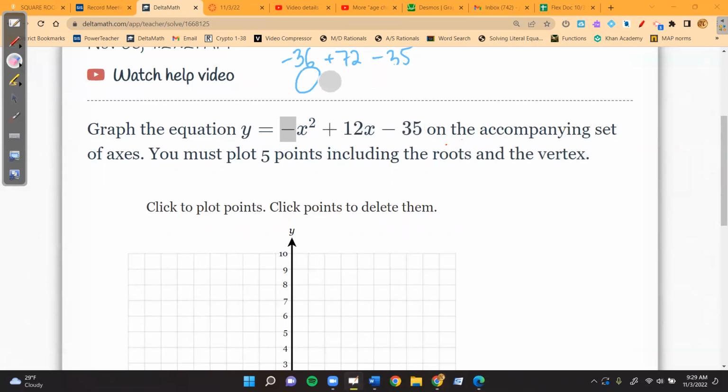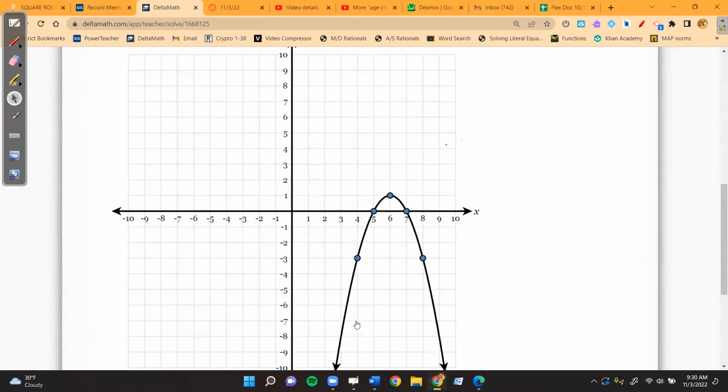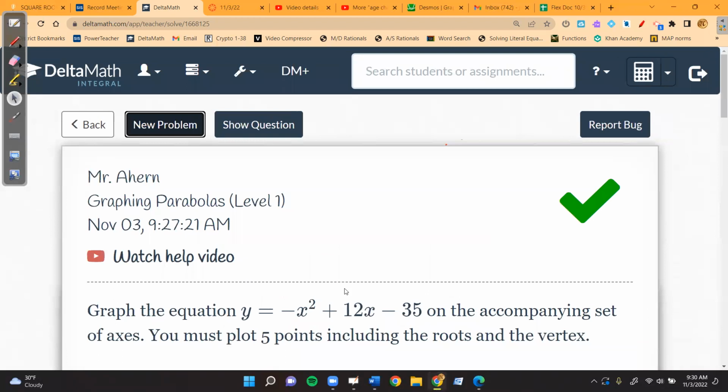What did we say the vertex was at? 6, 1, right? So I'm going to head across to 6, 1, and I'm going to make a point. That's right 6, up 1. Now, when I go out 1, where do I go? Down 1. Good job. When I go out 2, where do I go? Down 4. And then when I do this next one, it's done. And then I submit that, and it gives me the big green check of happiness, and that's that.